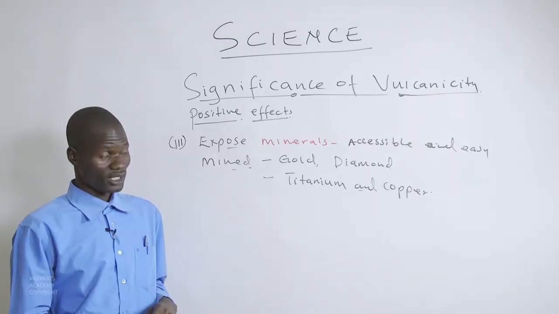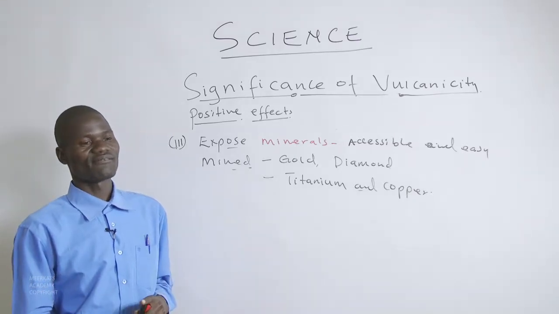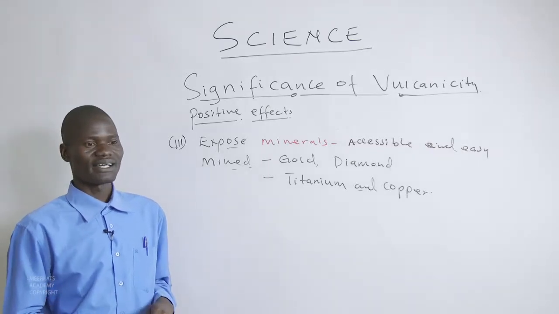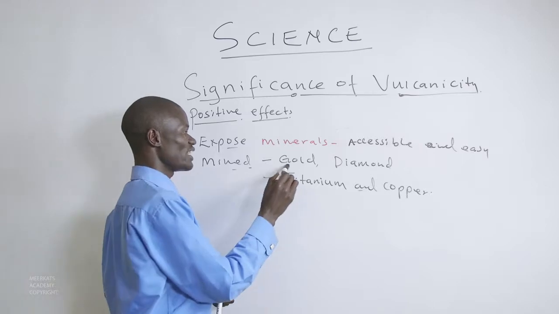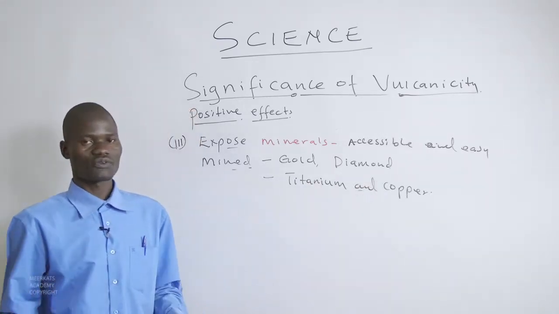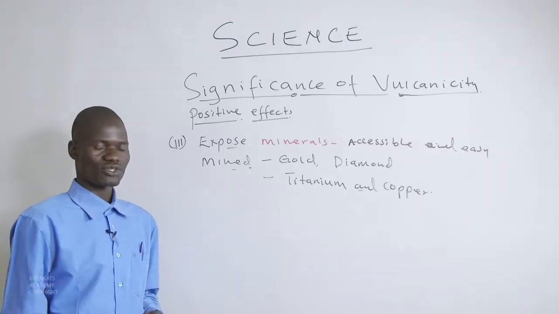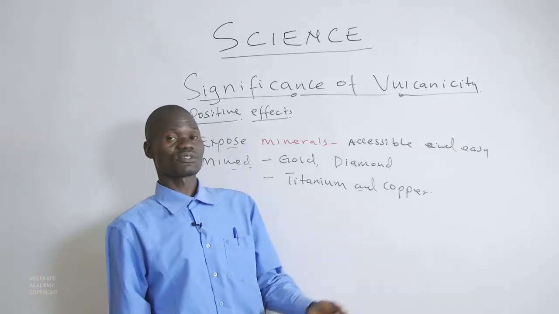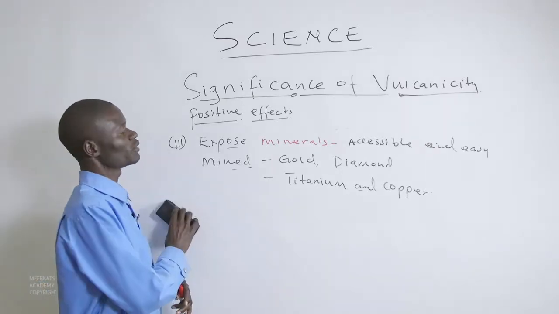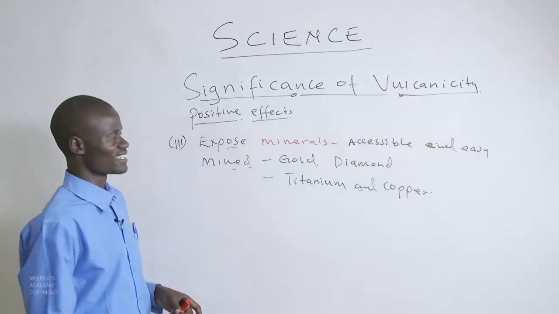And minerals like gold, diamond, titanium and copper are very useful in our modern world. Every country admires finding gold because of its usefulness, and diamond because of its usefulness in making drilling bars. Titanium is also used, and copper is used in electric transfer cables. Therefore, that one becomes more important. It is now a positive effect of volcanicity.